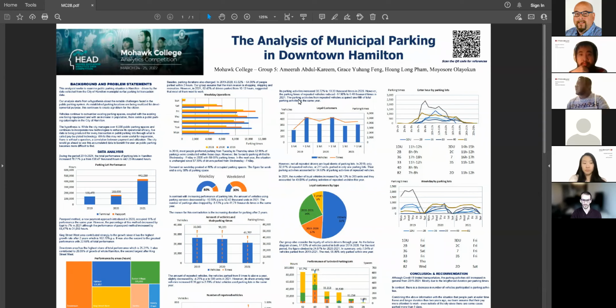Okay, perfect. I'd like to introduce you to the group. We are from our college, and the group consists of Amira, Grace, Long, and myself. My name is Moyo. And today we'll be speaking on the analysis of municipal parking in Hamilton. We did the data analysis, and we sourced our data from transactional data of surface parking lots in Hamilton. And I'll be speaking on the background, problem statements, and briefly on the data analysis.